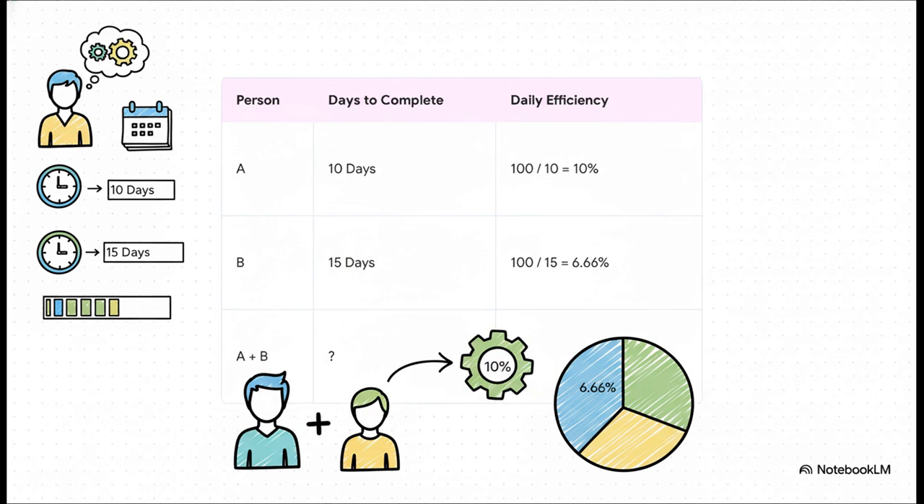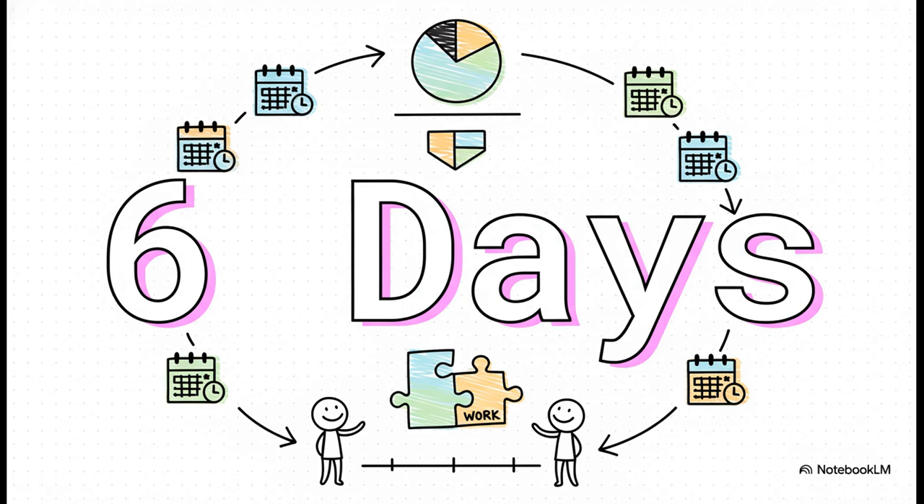A takes 10 days, so 100 divided by 10, that's an easy 10% per day. B takes 15 days, so 100 divided by 15 gives us that pesky 6.66% that goes on forever. When they team up, we just add their efforts. 10% plus 6.66% gets them a combined output of 16.66% of the job done every single day. And for the final step, we take the total work, that's 100%, and divide it by their combined daily work of 16.66%. And what does that give us? Boom, exactly 6 days.